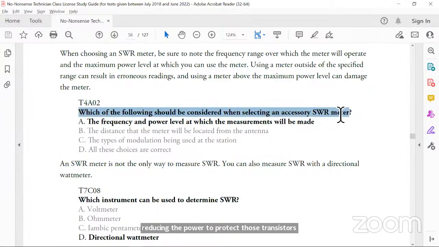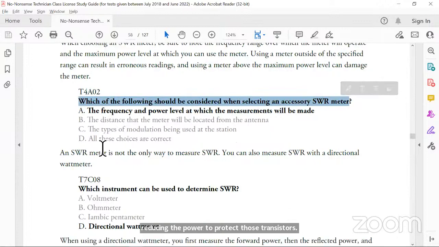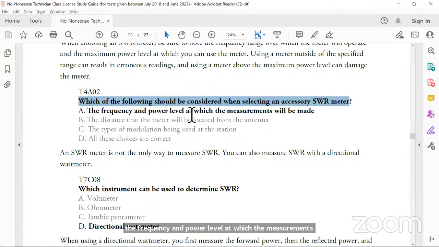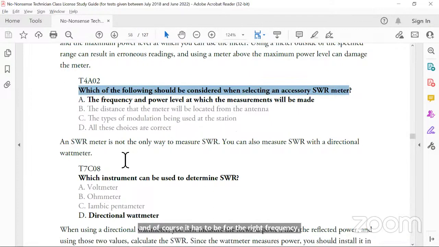money and heartache. Okay, which of the following should be considered when selecting an accessory SWR meter? Remember we said an accessory SWR meter is an external SWR meter, not part of the radio. You stick it in line in the transmission line. But when you're selecting that, the frequency and power level at which the measurements will be made, that is what you need to consider. You don't want to have a below the power level meter. And of course, it has to be for the right frequency. Otherwise, it won't work at all, or it won't work well.